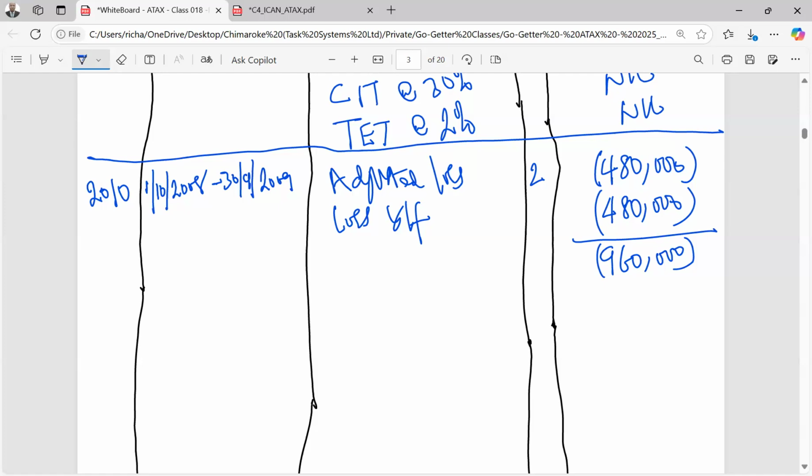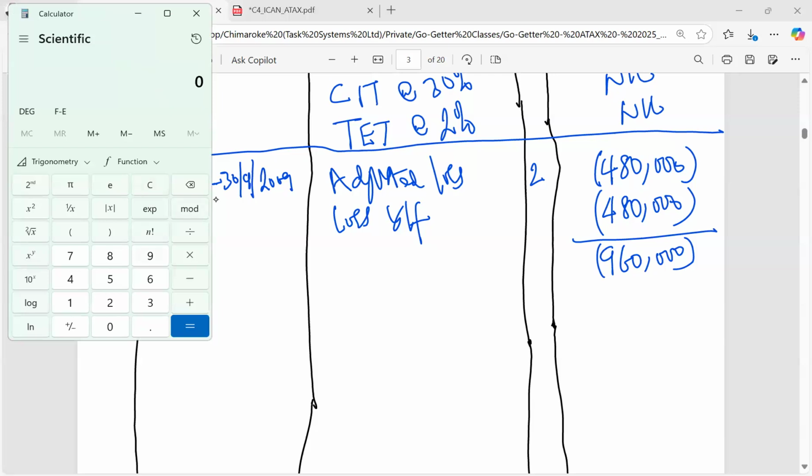Let's do something smart. Let's do one smart thing. Maybe this is 9 months. Let's see something here. 9 divided by 15 multiplied by 600. It gives me 360. Okay, so it's not even 9 months.